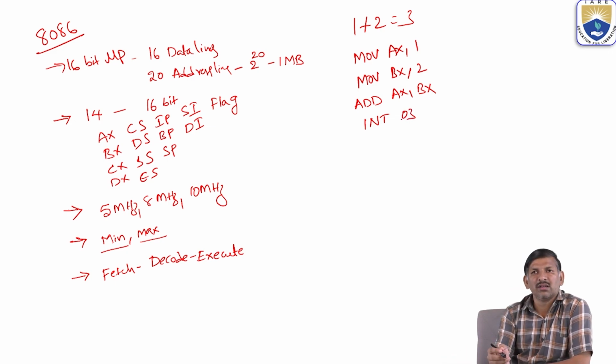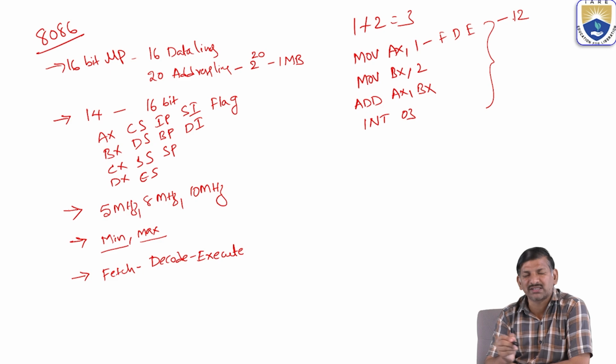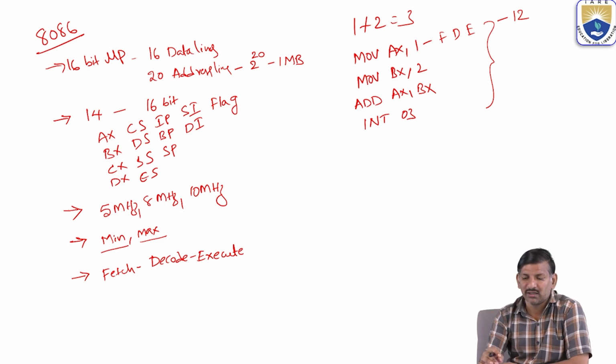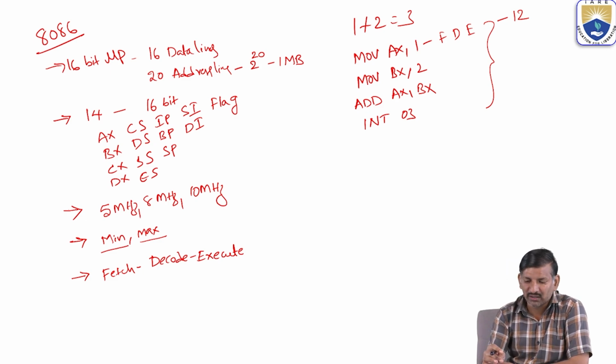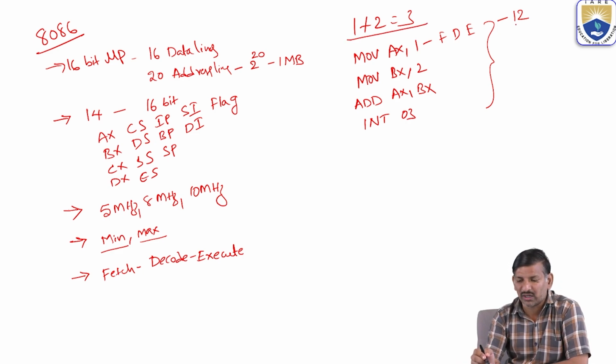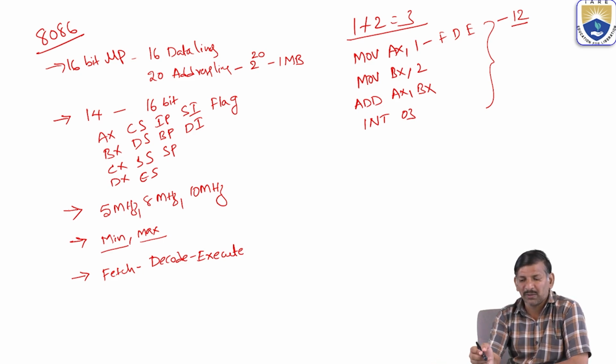So in this case, if I am doing it without pipelining, means first fetch the instruction, decode the instruction, execute the instruction. Like that for all these 4 instructions, it requires 12 clock cycles. Suppose each operation, fetching takes 1 clock cycle, decoding takes 1 clock cycle, executing takes 1 clock cycle. For doing this addition operation, 1 plus 2 equal to 3, I require 12 clock cycles. So without pipelining, it takes 12 clock cycles, means that takes much time.